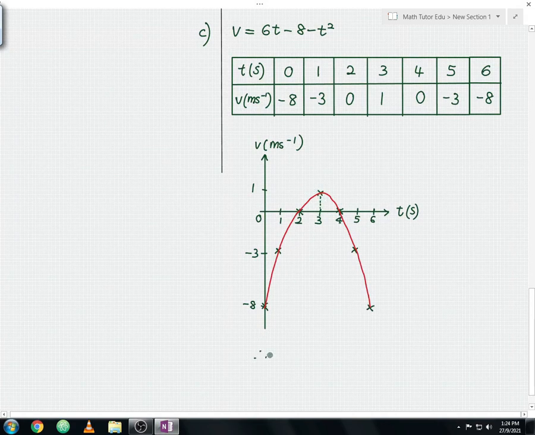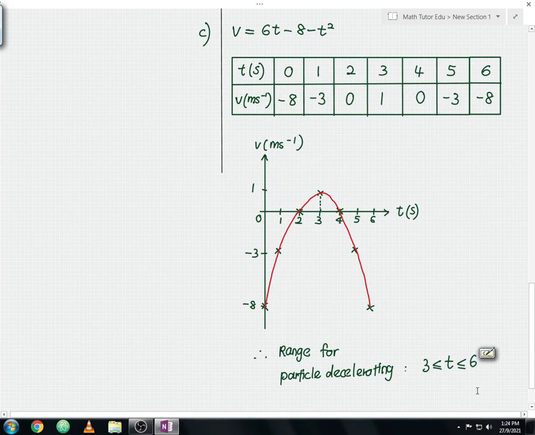So from here, let me just label this. Therefore, the range for the particle decelerating is 3 ≤ t ≤ 6. So from here up to here. So this is your answer, guys. Okay, so let me underline the solution for the question part C.